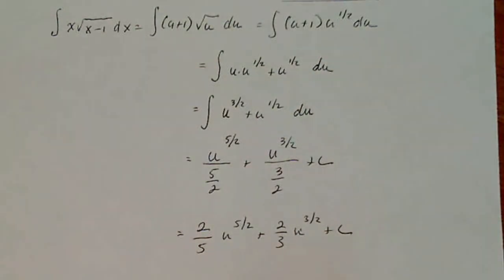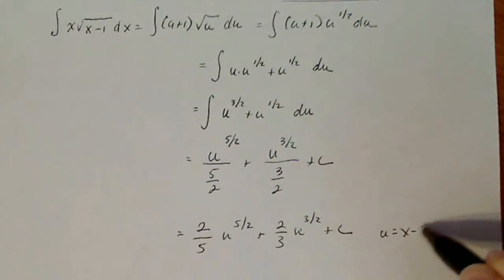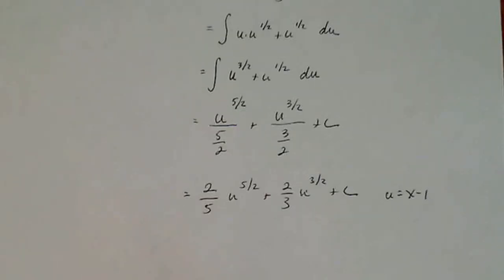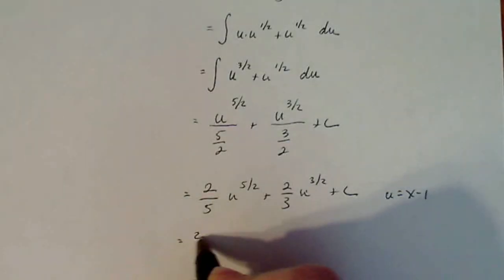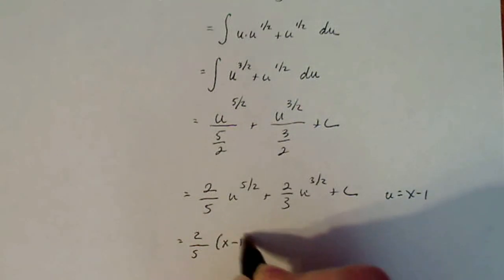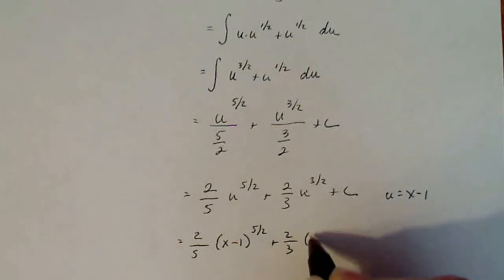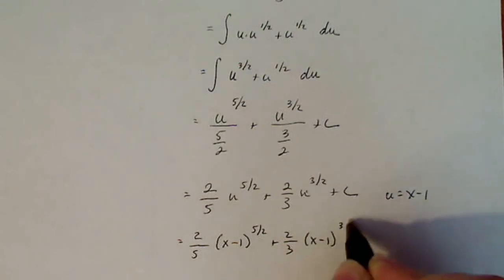And then, of course, since I started in x, I have to end in x. And remember from above, it says u equals x minus 1, so I need to substitute that in at the very end. So this is equal to 2/5 times x minus 1 to the 5/2 plus 2/3 x minus 1 to the 3/2 plus c.